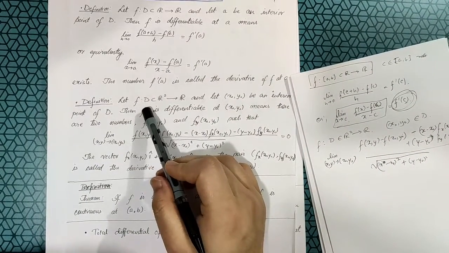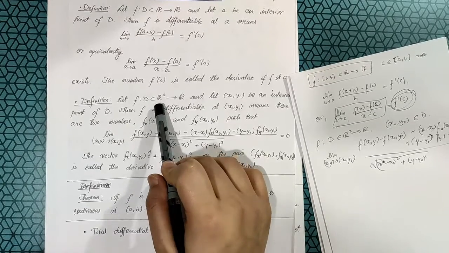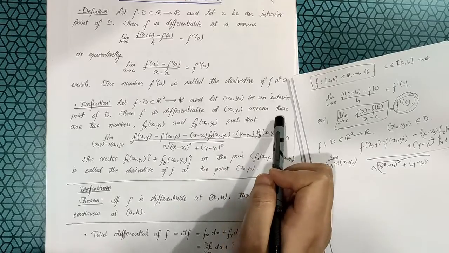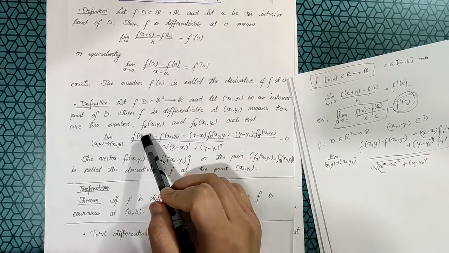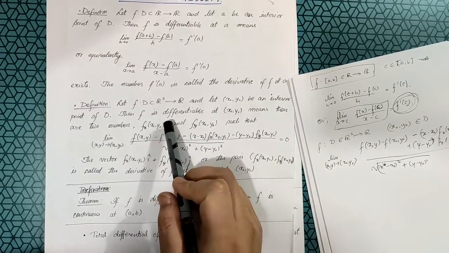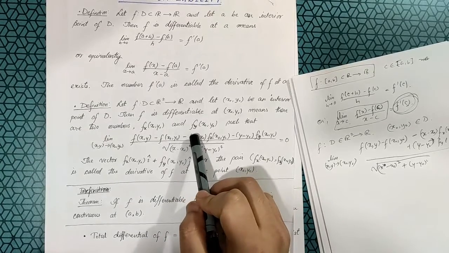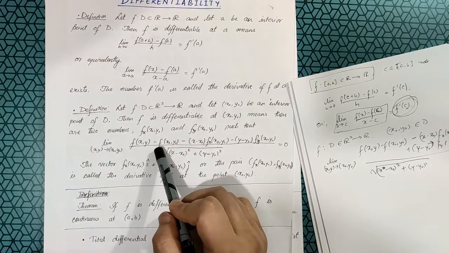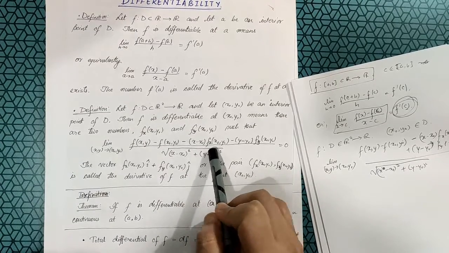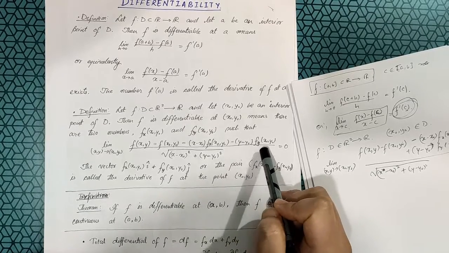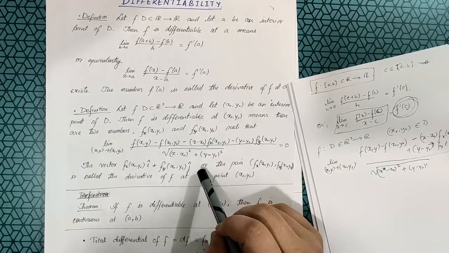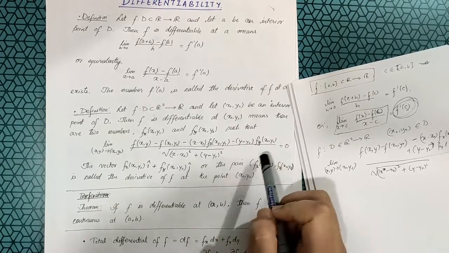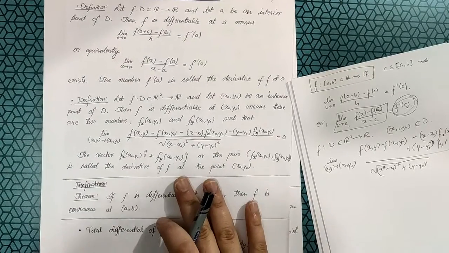Let f be a mapping from D, which is a subset of R2, to R, and let (x naught, y naught) be an interior point of D. Then f is differentiable at (x naught, y naught) means that there are two numbers, the partial derivative fx with respect to x at the point (x naught, y naught) and the partial derivative fy with respect to y at the point (x naught, y naught), such that limit (x, y) tends to (x naught, y naught) of f of (x, y) minus f of (x naught, y naught) minus (x minus x naught) fx at (x naught, y naught) minus (y minus y naught) fy at (x naught, y naught), divided by root over the distance between the two points, that is, x minus x naught whole square plus y minus y naught whole square, is equal to 0. If this is 0, then we say that the function is differentiable.